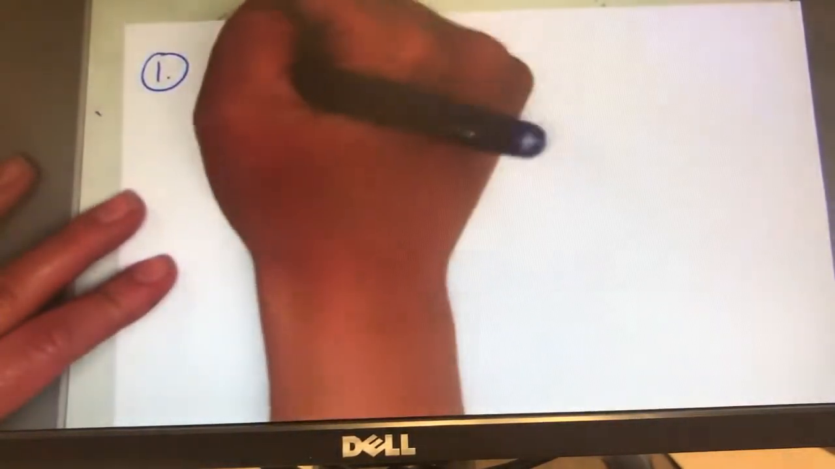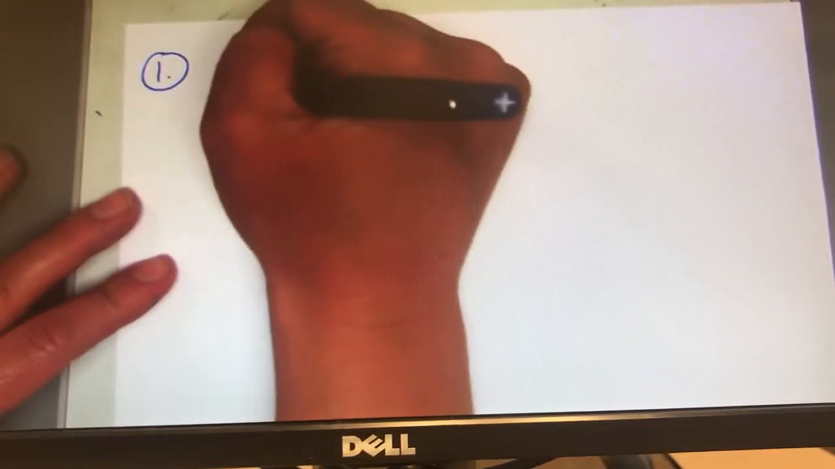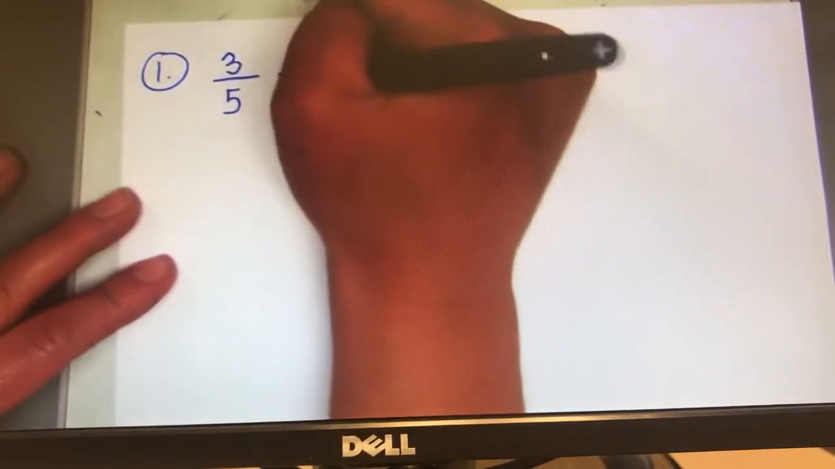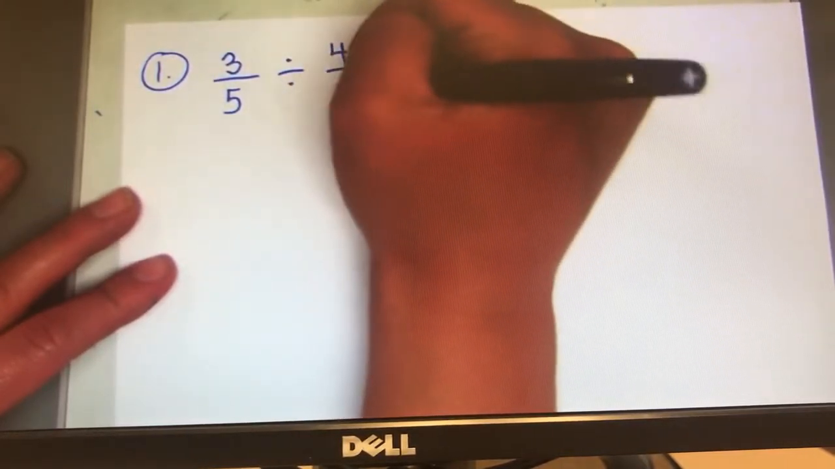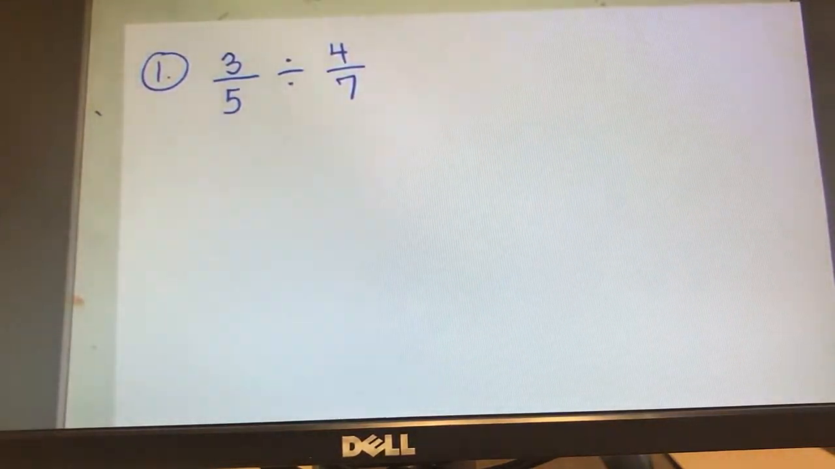So the good news with division is we're going to do the same thing we did with multiplication, except we have to do one step first. Okay, so if we have 3/5 divided by 4/7. Okay, we have 3/5 divided by 4/7.